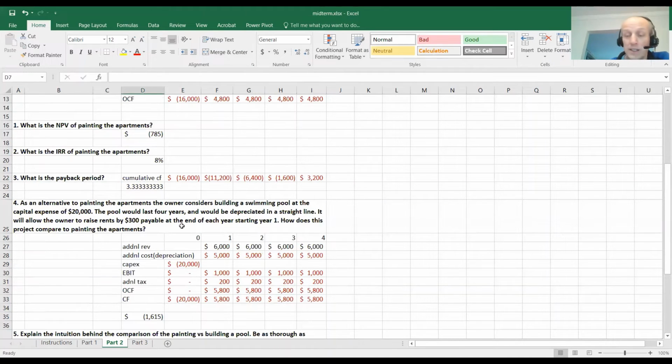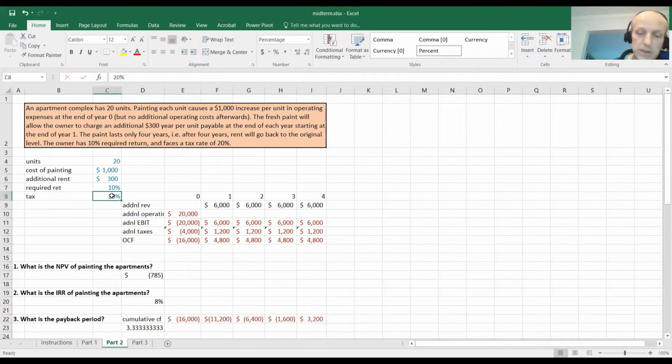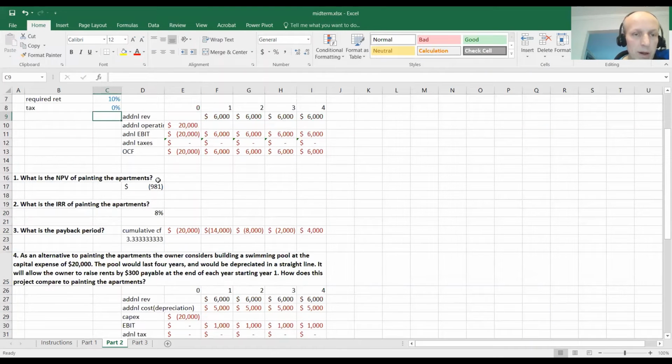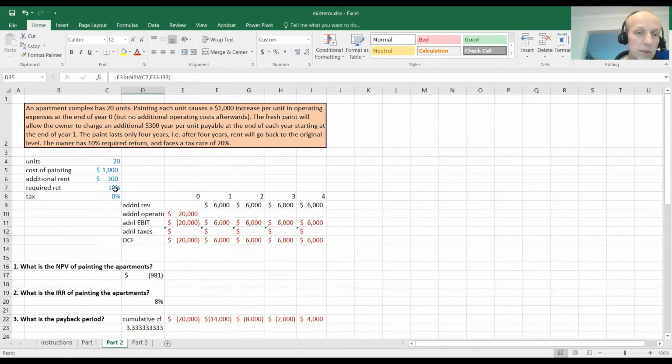and think about the other driver of these benefits of timing of the cost. It has to do with the taxes. If we didn't have taxes, then it again shouldn't matter when we get to take the tax deduction. So let's change the tax to 0, and the NPV of painting the apartments is 981. The NPV of building the pool is 981. So really what drives the comparison is the discount rate and the tax rate.